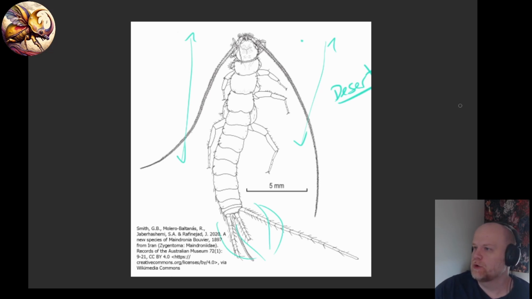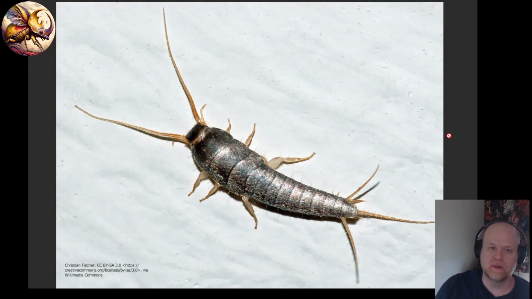They're a very small group. There are only 4 known species in this whole group, and they're all in the desert. If you are looking at Zygentoma in your collection, or you see them in your home or whatever, you're talking about Lepisma or Lepismatids. The Lepismatids are probably what you think of when you think of silverfish.